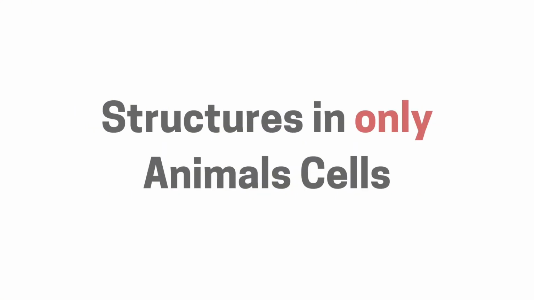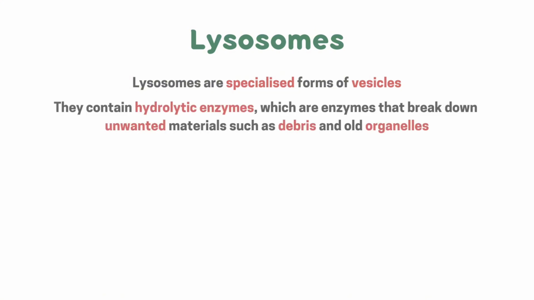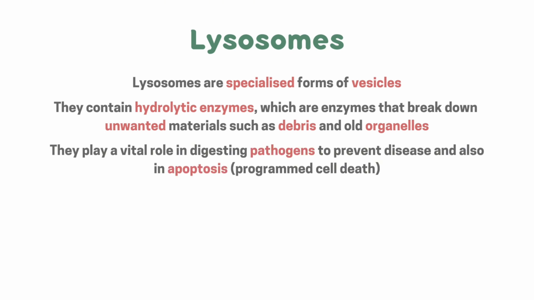And now for structures only found in animal cells. First up is lysosomes. Lysosomes are specialised forms of vesicles. They contain hydrolytic enzymes, which are enzymes that break down unwanted materials such as debris and old organelles. They play a vital role in digesting pathogens to prevent disease and also in apoptosis. Apoptosis is programmed cell death. You'll get into that in year 13.